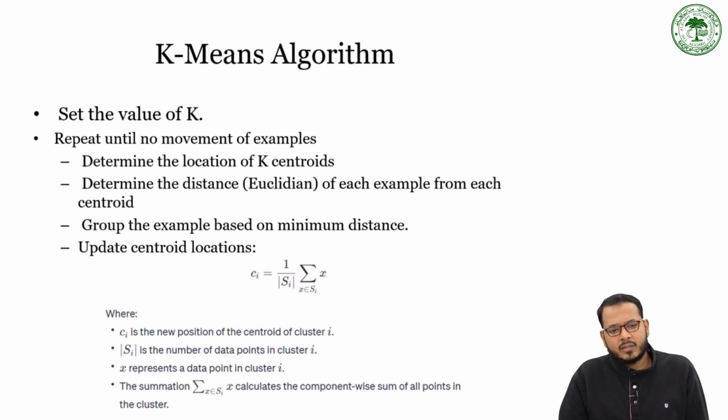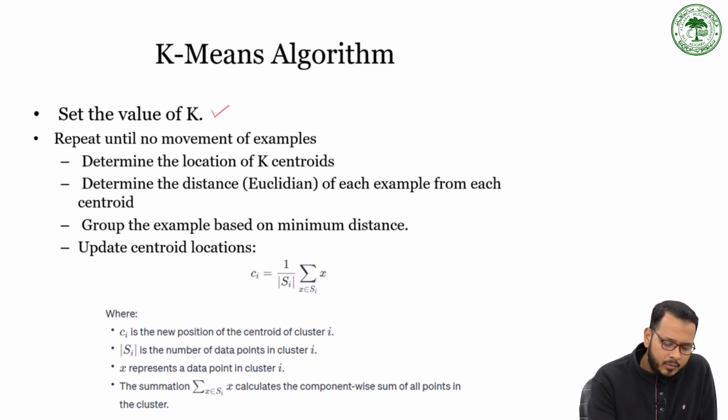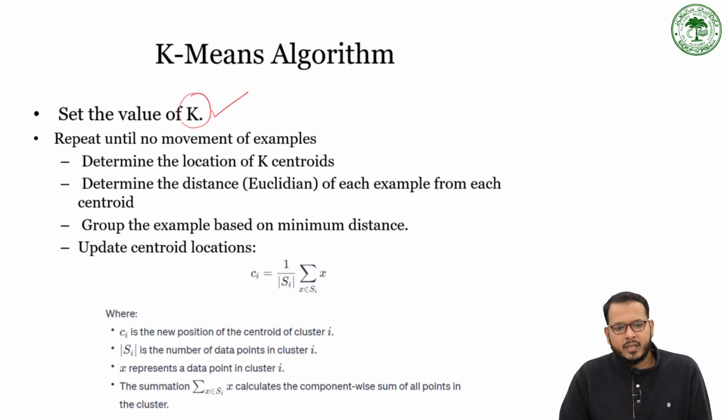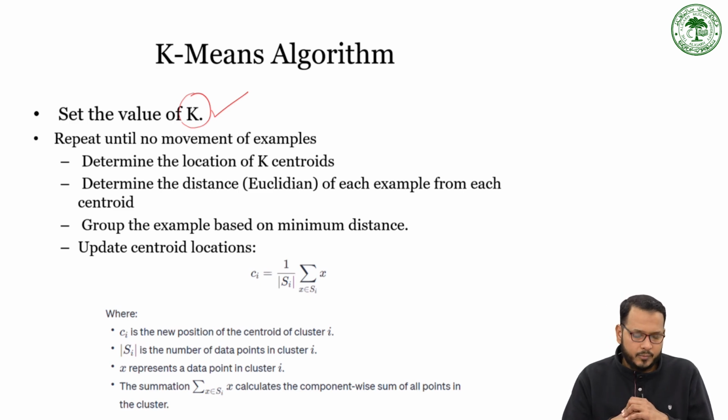Now let's see how this algorithm works. First of all, we have to come up with or predefine the value of k. K here means how many clusters you want to create out of your given data set. So k could be 2, which means you want to group your data points into 2 clusters. If it is 3, it means you want to create 3 clusters, and so on.